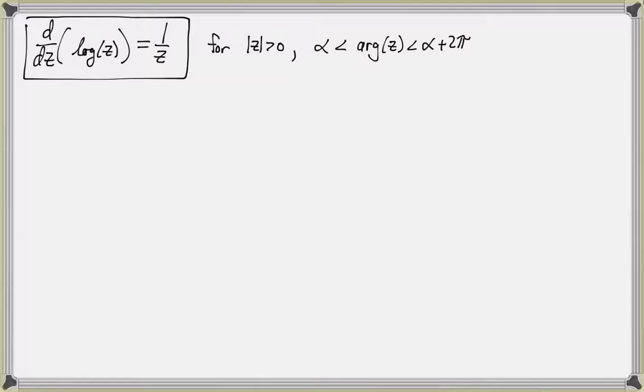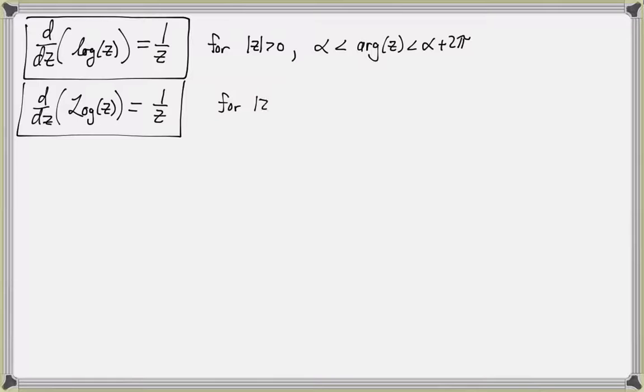And therefore, the principal branch of the log function will also have derivative equal to 1 over z. So the derivative of capital Log of z is also 1 over z. We're taking the value of alpha to be negative pi. So for absolute value of z greater than 0, and where the principal value of the argument of z is between negative pi and pi, this branch is called the principal branch.